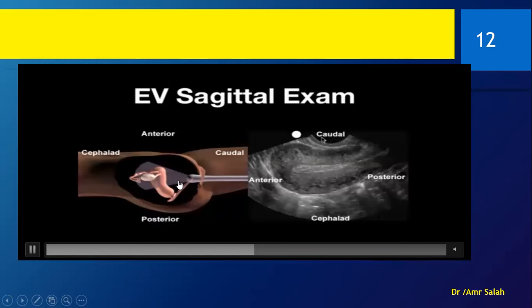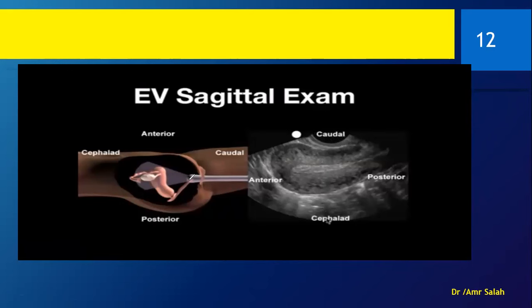This is the standard view. Now, it's very important to imagine what we are seeing. This is the probe inserted here, okay? So the probe is towards the patient's feet. That's why here is the patient's feet. Imagine this. This is the probe here. So this is the patient's feet, that's to say caudal. And this is her head, towards her head. So this is cephalic. This is the patient's head. This is the patient's feet. All right? So anterior would be here and posterior would be here.